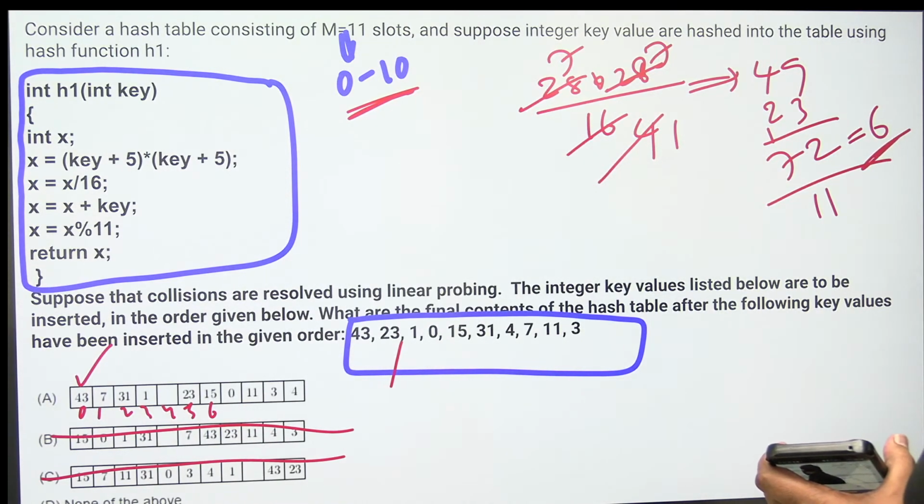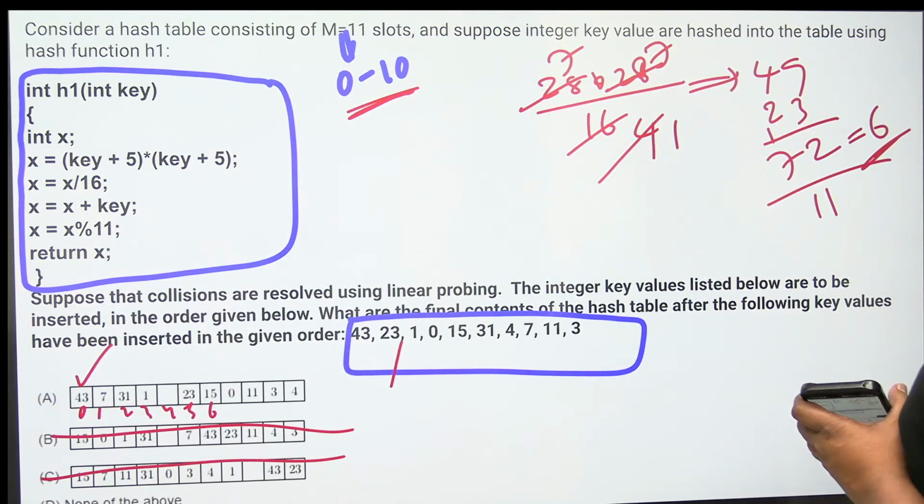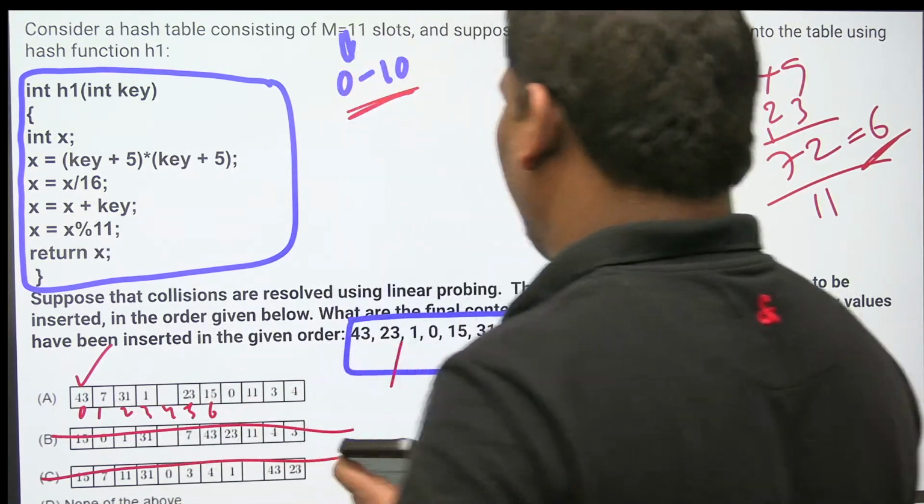Verify if I have done anything wrong. 23 plus 5 is 28 into 28 by 16. 4 4s 16, 4 7s 28, 49. 49 plus key, which is 23, is going to be 72. 72 modulo 11, 11 6s 66. If I add one more 6, I think 6th place. 23 will be in the 6th place. Please verify if I am anything wrong.